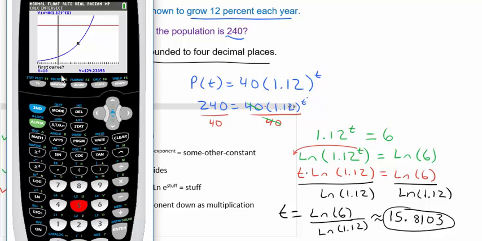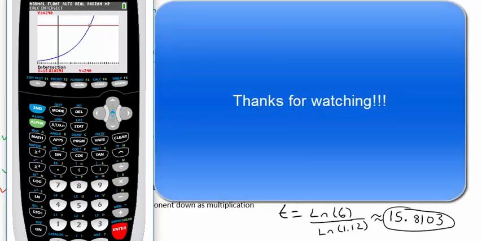It will ask 3 questions. Is this the first equation? I'll say yes by pressing enter. Is y equals 240 the second curve or the second equation? Yes. I'll press enter. Then it wants me to guess. If there were multiple intersections, it would be important for you to put the guess near the one that you want. Given that there's only one on my screen, I can actually just press enter and be a bad guesser. You want to make sure that the calculator has the word intersection here. Notice, to 4 decimal places, I once again get 15.8103 as I did by hand.